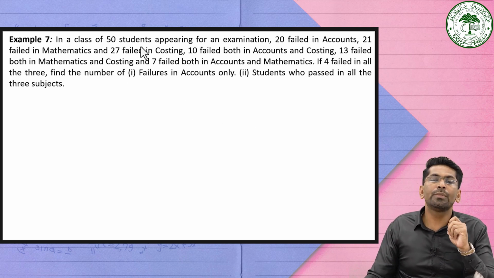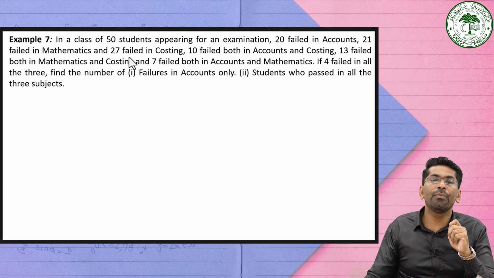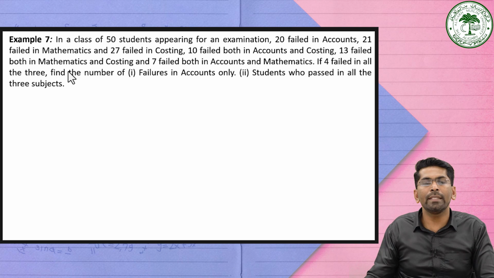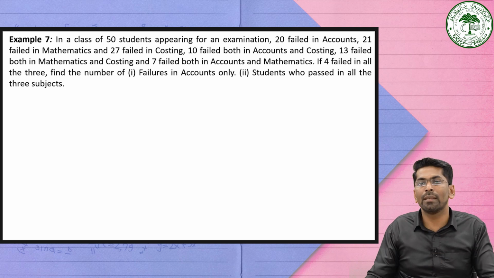In a class of 50 students appearing for the examination, 20 failed in accounts, 21 failed in mathematics and 27 failed in costing. 10 failed both accounts and costing, 13 failed both mathematics and costing, 7 failed both accounts and mathematics. If 4 failed all the three subjects, then we want to find out the number of students who failed in accounts only, and the number of students who passed all the three subjects.